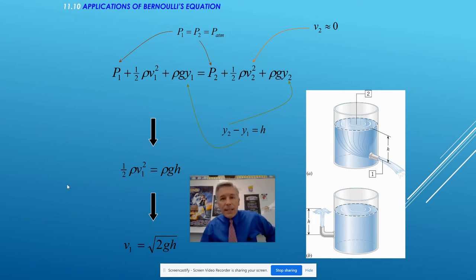I do want to do some sample problems with this. So I'm going to eventually assign some problems, but we're also going to look at some examples because I didn't do many examples in this.